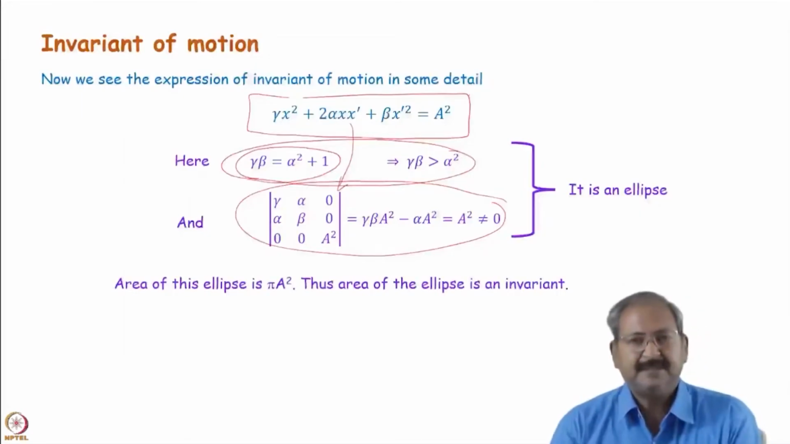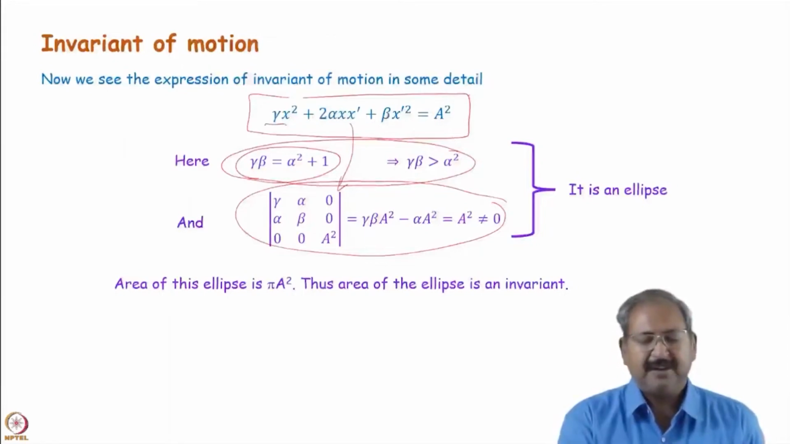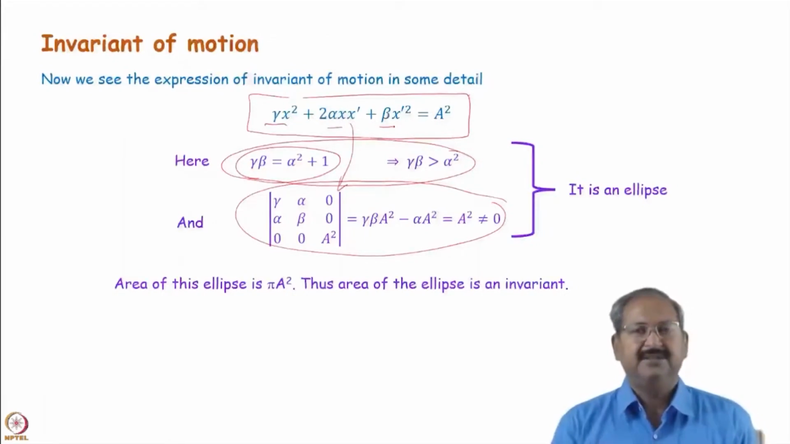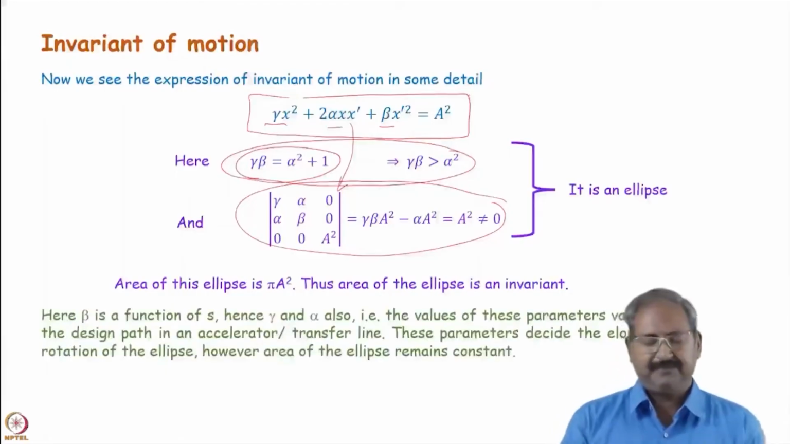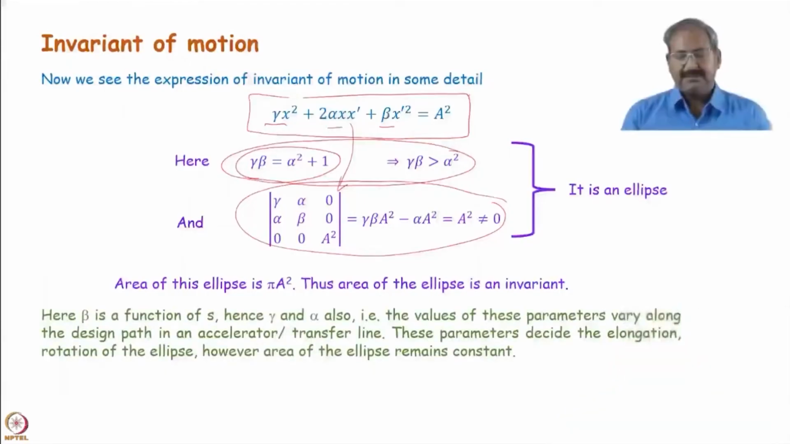Area of this ellipse is pi a square, and a square is invariant. Means area of this ellipse is a constant quantity. Means throughout the propagation of the particle in entire optics, due to variation in gamma, alpha, beta, the orientation and elongation of this ellipse may change. However, the area will remain same. So this is a remarkable result in the beam physics.